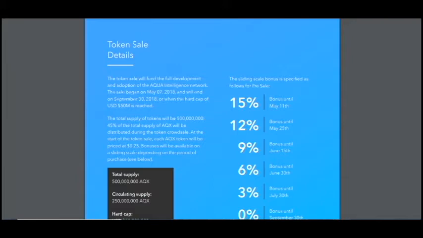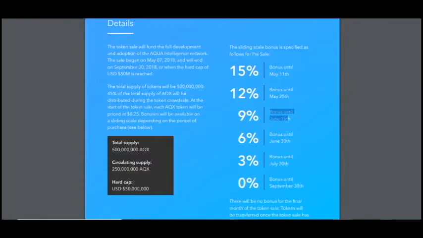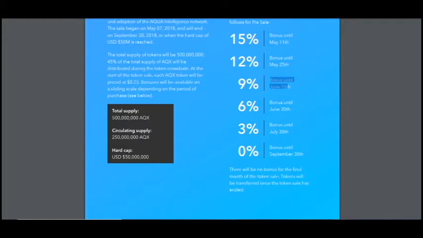The total supply of tokens is here, and so at the start of the token sale, each token will be priced at 25 cents. Bonuses will be available on a sliding scale depending on the period of purchase. And you can see that now is this period, and this is a bonus of about 9%. And I think it's very good to invest in it, because soon it will be only 6%.